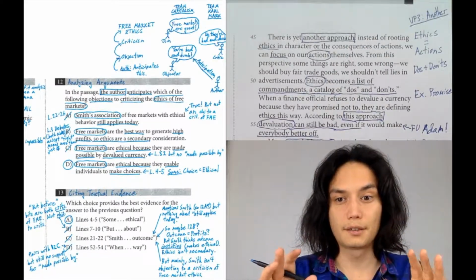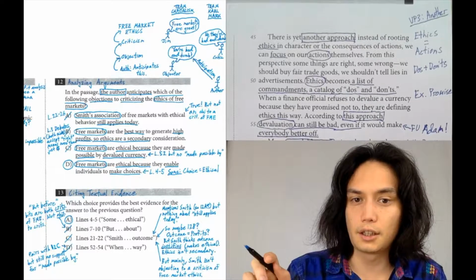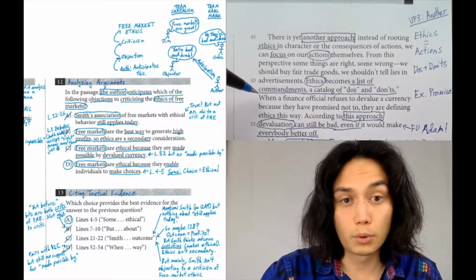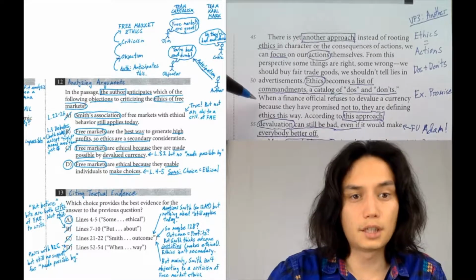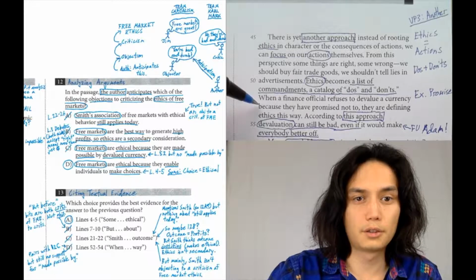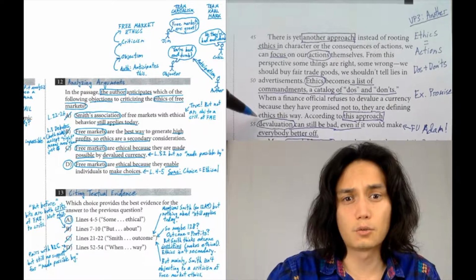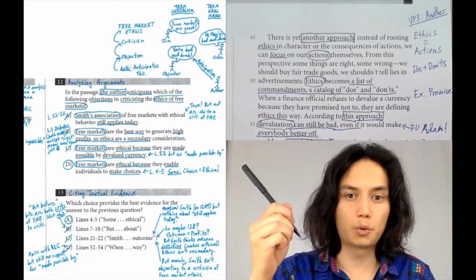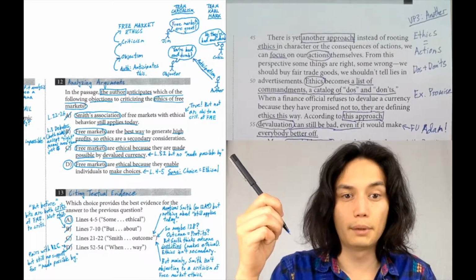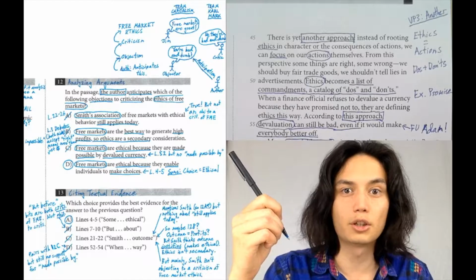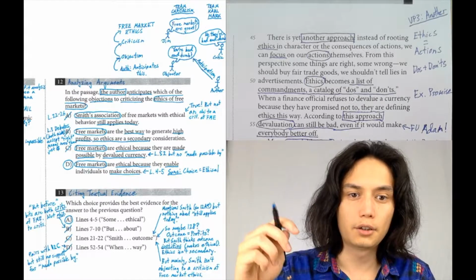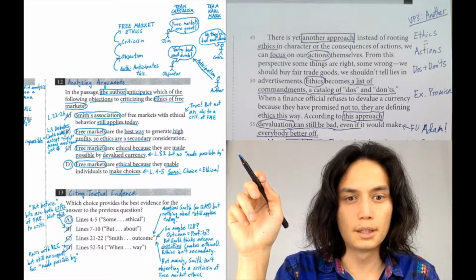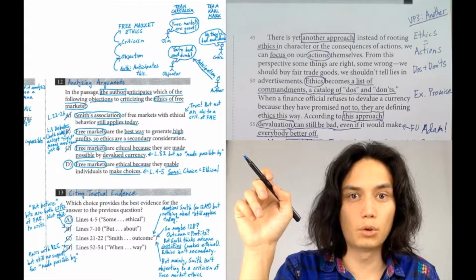On to answer choice D. 13D says lines 52 through 54, from when to way. When a finance official refuses to devalue a currency because they have promised not to, they are defining ethics this way. All right, well, this answer choice is meant to be the pair of 12C up here, the one that made you get all excited because you remembered this obscure fact, devalued currency, right? But just because it pairs okay with this claim doesn't make this claim any more right.